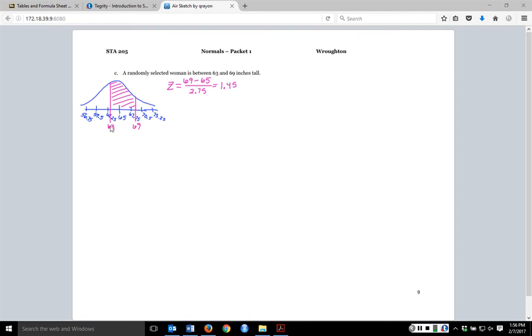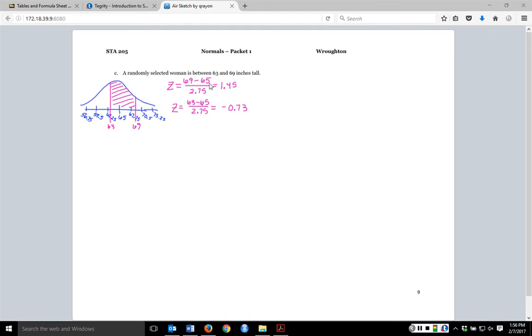So I've got the same idea here for my 63. I'm not quite one standard deviation below the mean, so I know for that one I'm going to get something that's negative, but not quite a negative 1. It's not a full standard deviation below. And we get negative 0.73. Right.